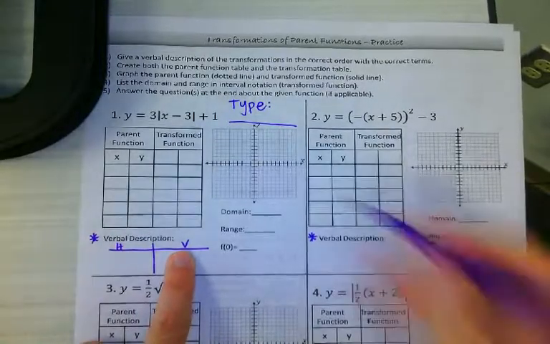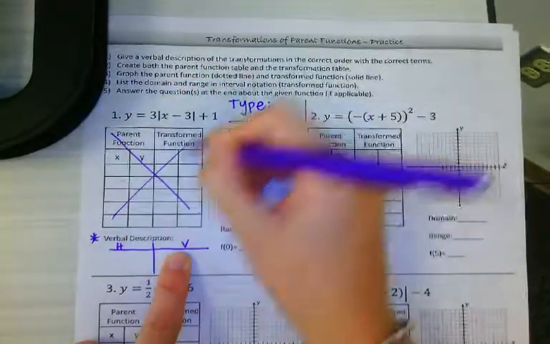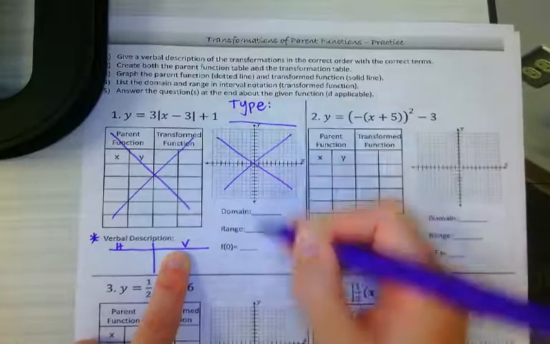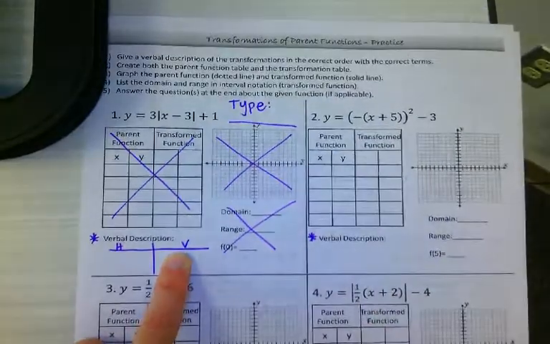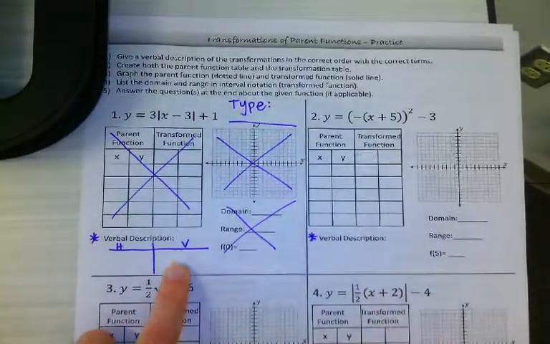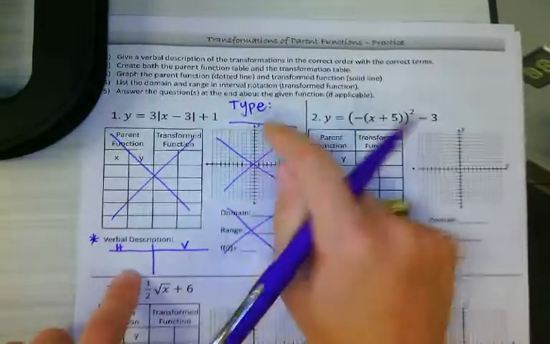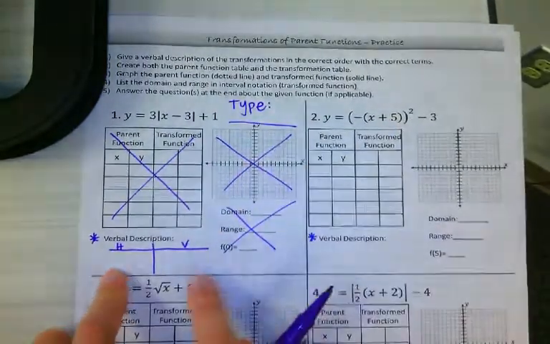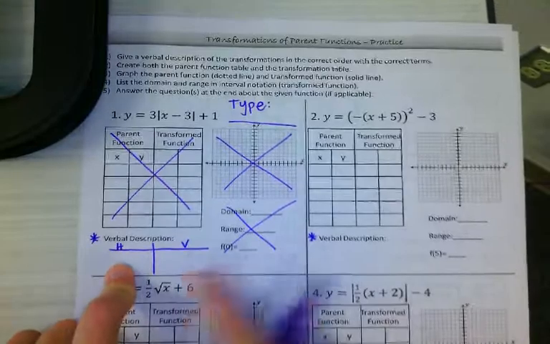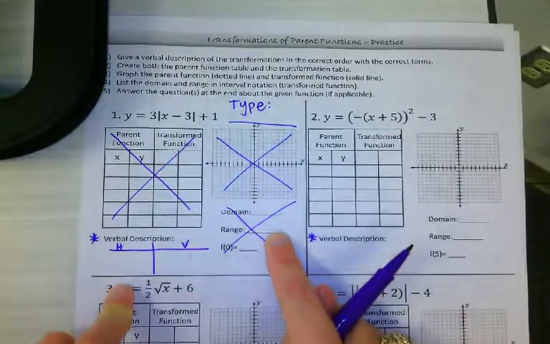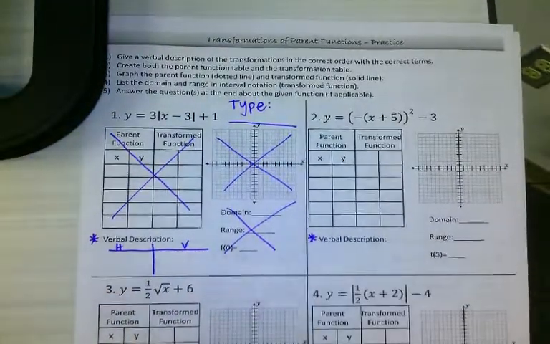You do not need to fill out these tables or the graph or the domain and range. I know I could have reprinted it to look differently, but this is what you have to know for your test. The function type and the verbal description. We will get to all of this in our later units.